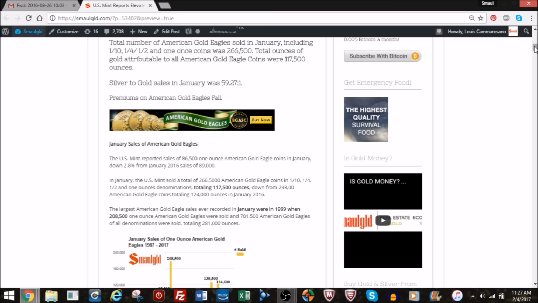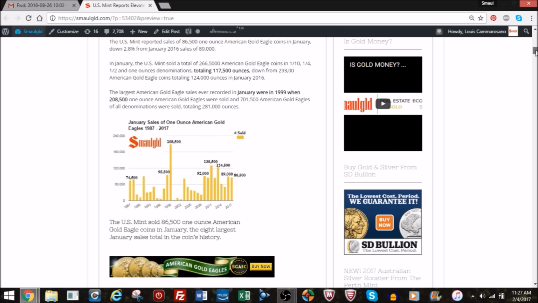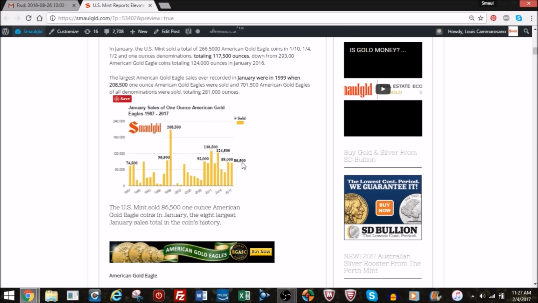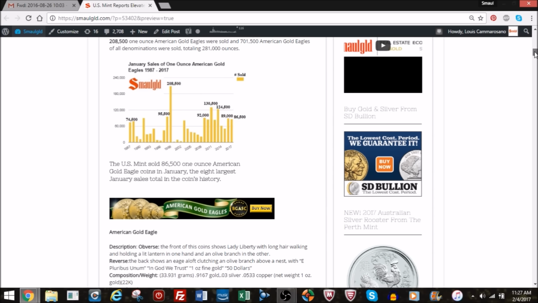Let's take a look at the January sales of 1-ounce American Gold Eagle coins here. You can see there's your 86,500. There's last year at 89,000. Your big years in 2011, 2012, you've got the 130,000, but there's your big year, 1999. But notice in the year 2000, in January, when the disaster did not strike and the computers flipped over without a hitch, it doesn't look like they sold much gold in January 2000. Interesting, that's already history. It seems like yesterday.